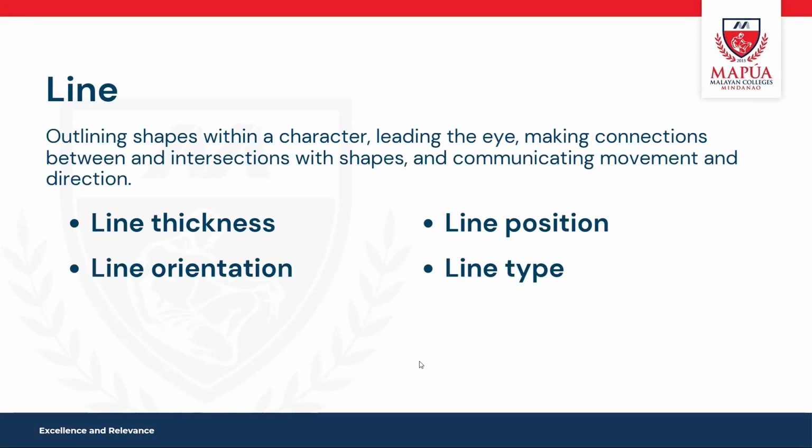Now, the very basic or the very foundational element of any design is the line. The line is not only responsible for outlining shapes within a character, but they also help for leading the eye, making connections between intersections with shapes, colors, and communicating movement and directions. So in cartoons, lines are usually used as outlines, but for more realistic character design, lines are abstract consideration of shape definition. So there are four things to consider when we create a line. First is the line thickness, second is the line orientation, third is the line position, and fourth is the line type.